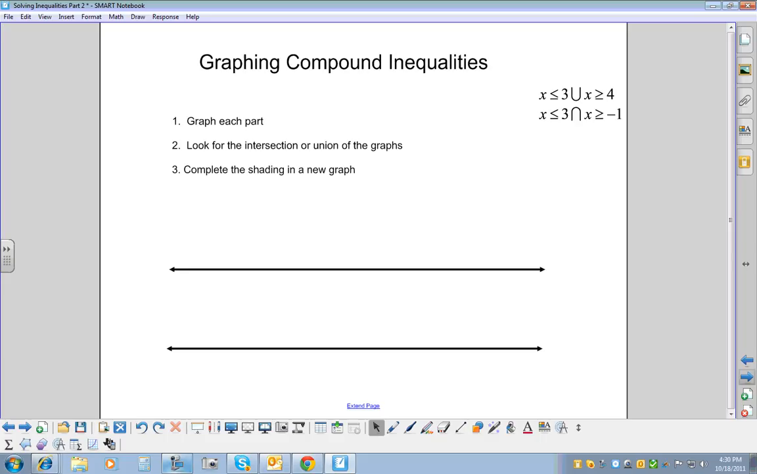Now we're looking at compound inequalities, and our first compound inequality is this example that we're going to do. Our steps are to graph each part, each side of our compound inequality, look for the intersection or the union of the graphs, and then complete the shading in a new graph.